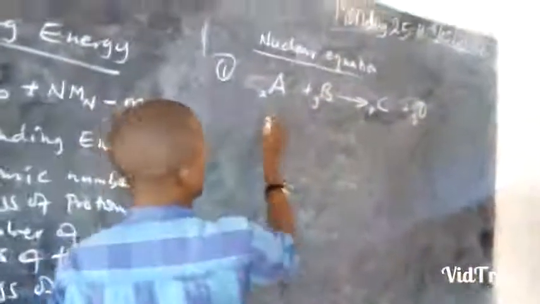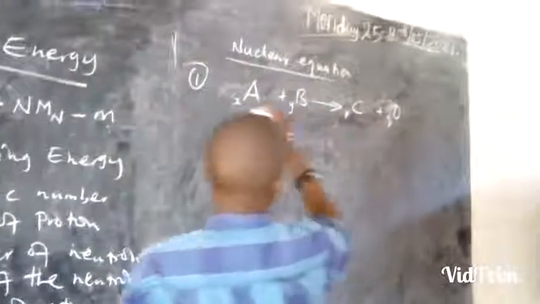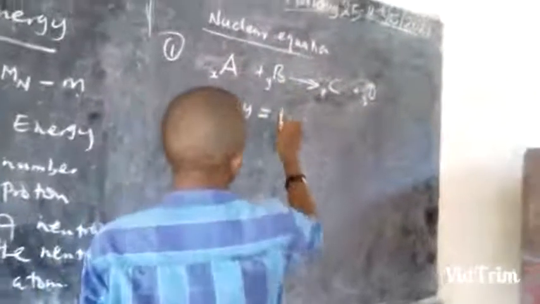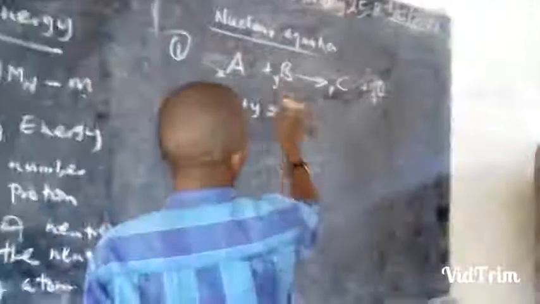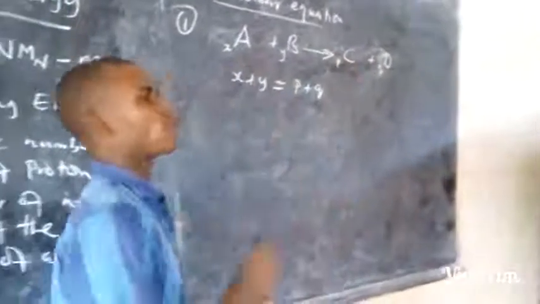By that, if I say x plus y, the answer here becomes p plus q. We know very well that the numbers represented by the subscript down here are the atomic numbers. When I add these two figures on the left, I will also add the ones on the right. I'll get the same result. That is what the law says.